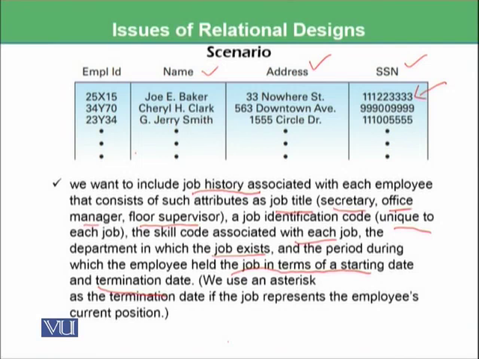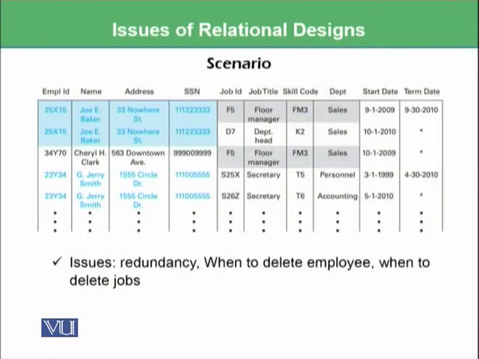So let's try to put all of the things in this relation. Here we have the same relation which was on the last slide, and then we have added job ID, title, skill code, department, start date, and term date. And this asterisk means that this is the current job of this employee. So what kind of issues can you see in this particular relation?